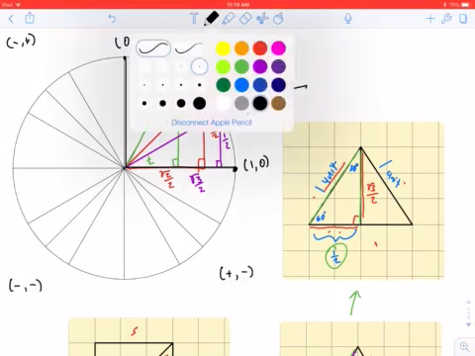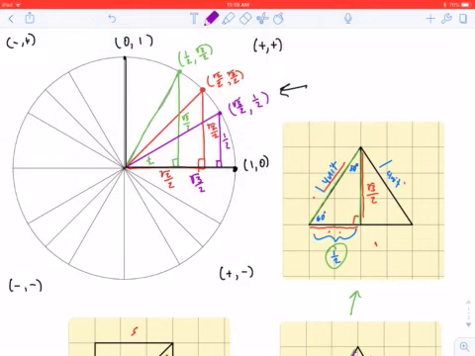So I'm going to start with all of my 30-degree angles. So that would be this triangle right here. So it's going to be the exact same as what we had in quadrant 1, except the x value will be negative.